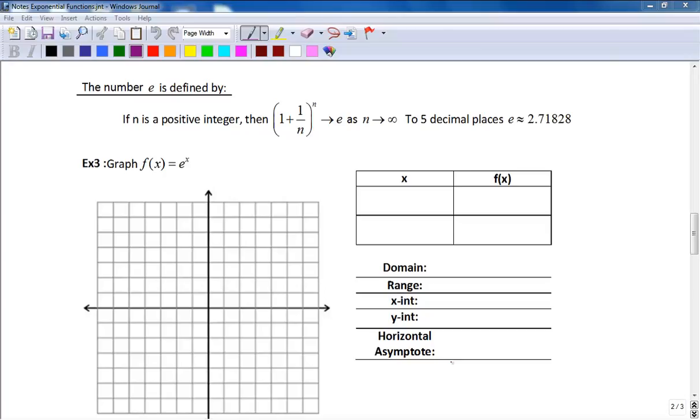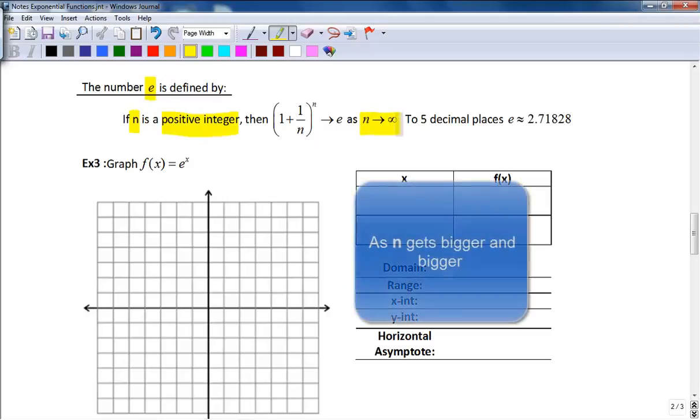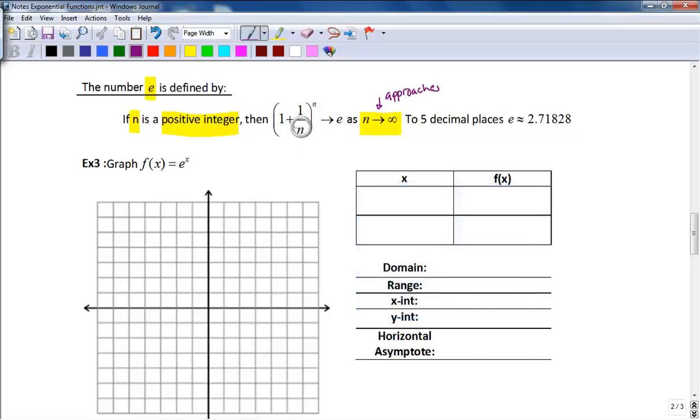We're going to talk about the number e so that we can discuss the natural exponent. So the number e is defined as follows. Let's say you have some positive integer n. Now, as n approaches infinity, this arrow here means approaches. So as n gets larger and larger, this expression approaches a number that's called e.